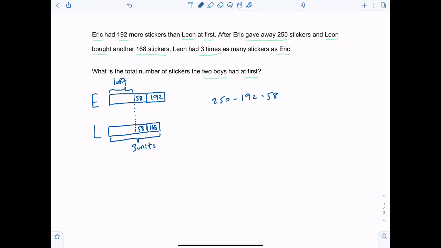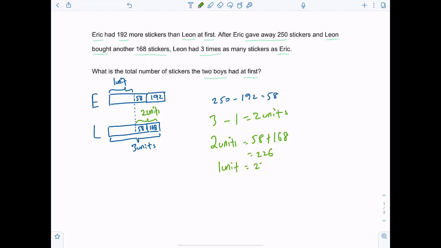From here we can clearly see that the difference in these two models, 3 minus 1, will be 2 units. And over here we'll take on a value of 2 units. So what's 2 units? 2 units is 58 plus 168, and that will be 226 stickers. We find 1 unit then: 226 divided by 2, 113 stickers.